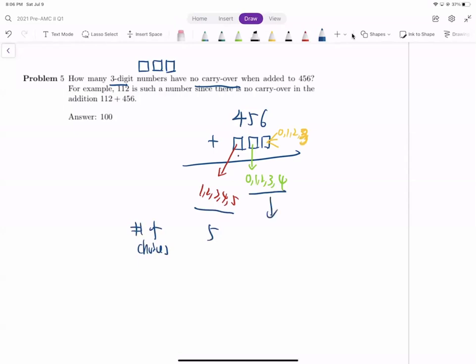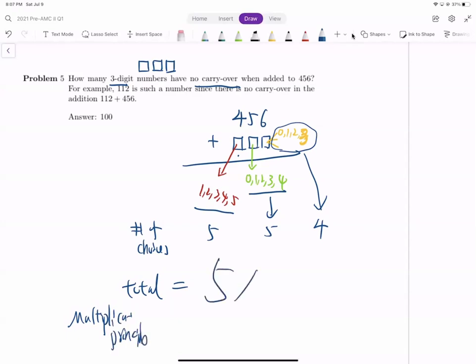How many choices do you have for this? 5 choices. How many choices do you have for the last digit? You have 4 choices, right? Then the total, by the multiplication principle, will be 5 times 5 times 4, which is 100.